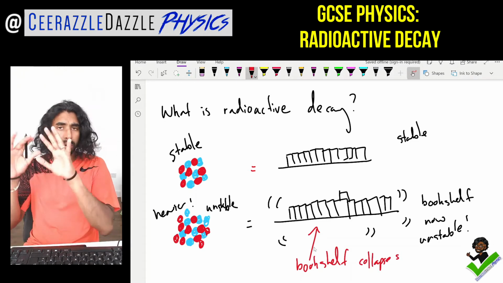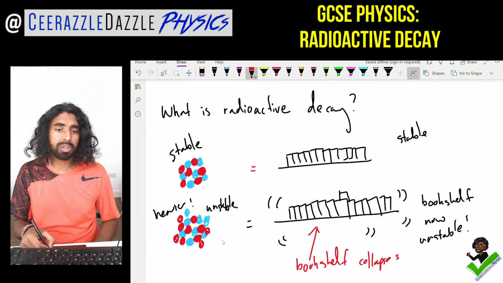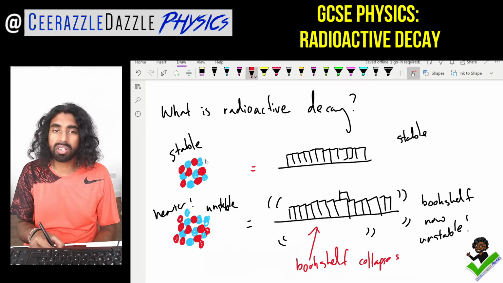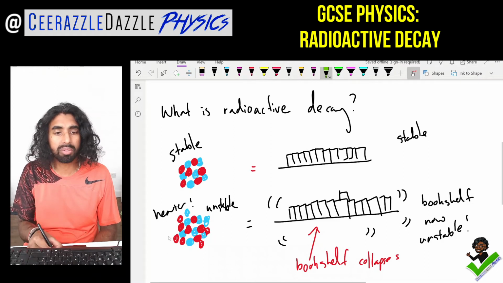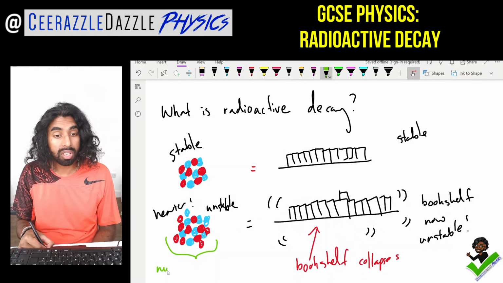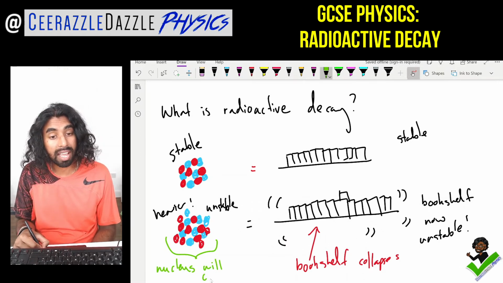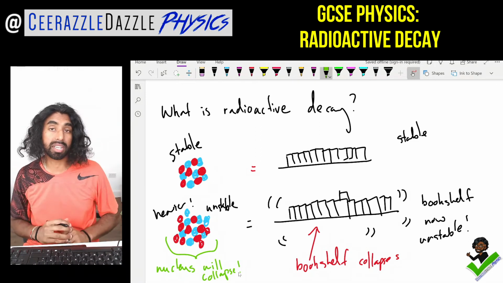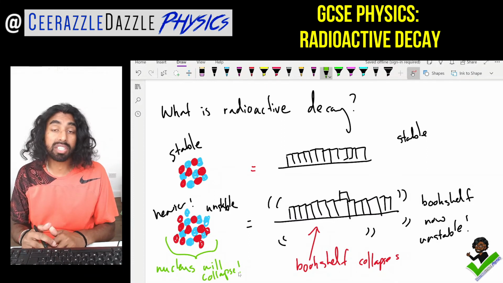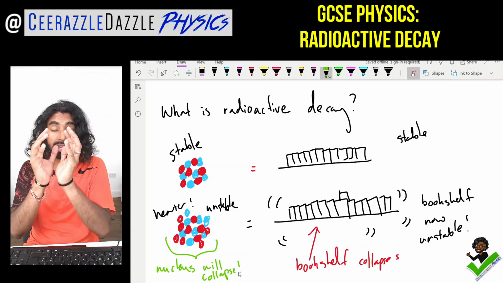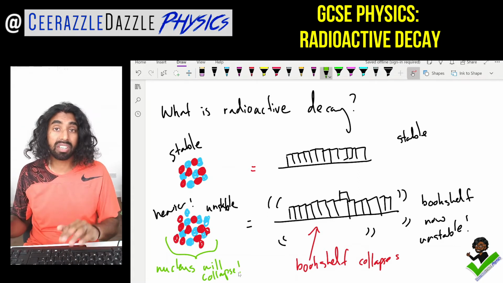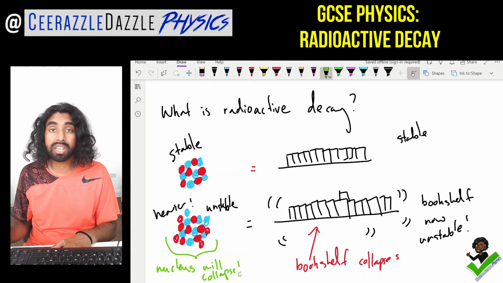So if the bookshelf collapses, what do you think is going to happen to an unstable nucleus? Well, it'll be the same thing. The nucleus will collapse as well, and it will break down, guys. This process is known as radioactive decay. The process in which an unstable nucleus breaks down, releasing radiation, is called radioactive decay.